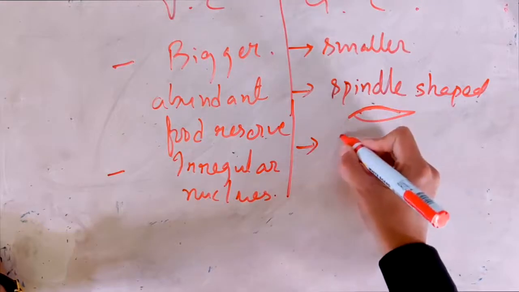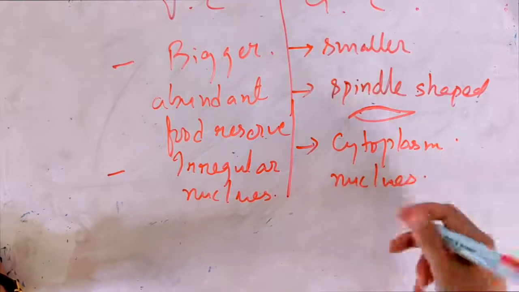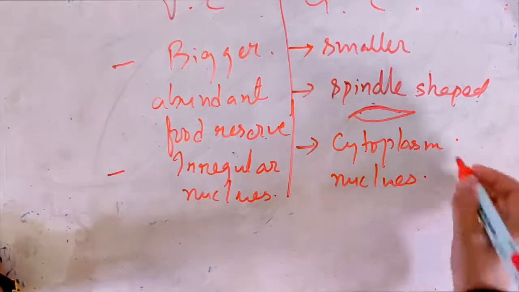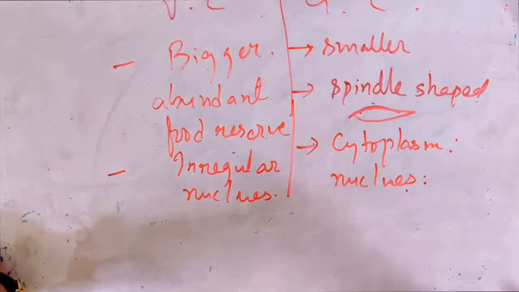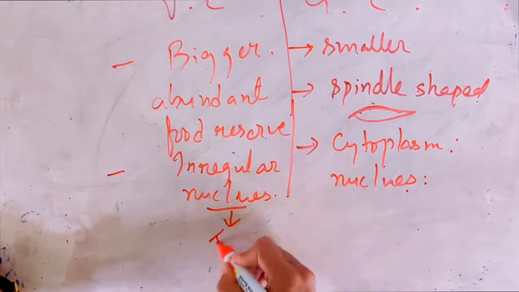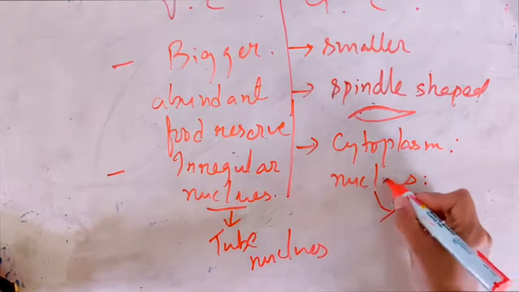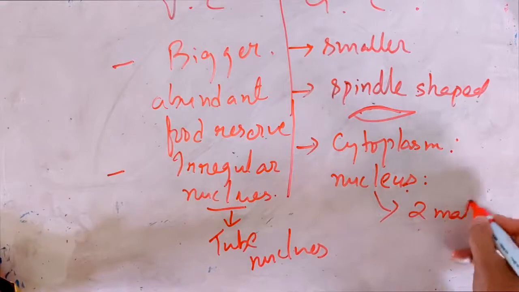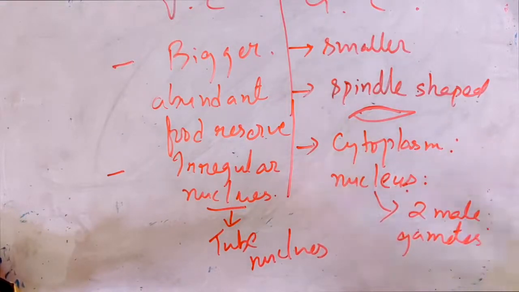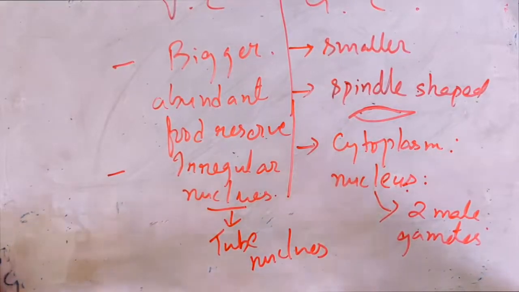But now the cytoplasm of the generative cell is too small, and the nucleus too. The tube nucleus goes into the pollen tube. The vegetative cell has cytoplasm and a nucleus with DNA. The generative cell forms two male gametes, and each of them has a nucleus. So this is the difference between vegetative cell and generative cell.